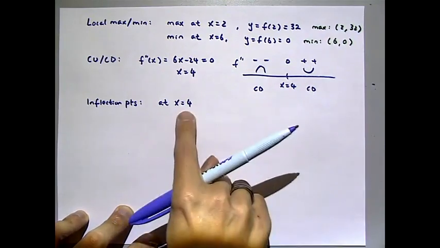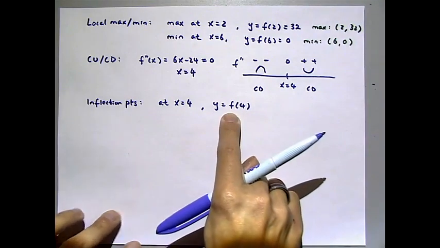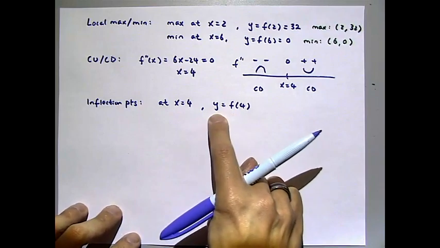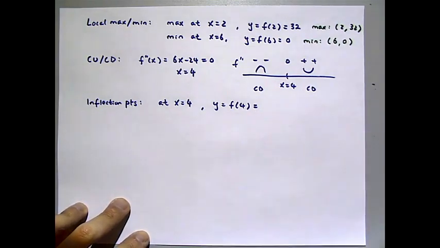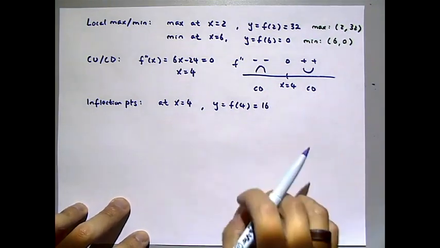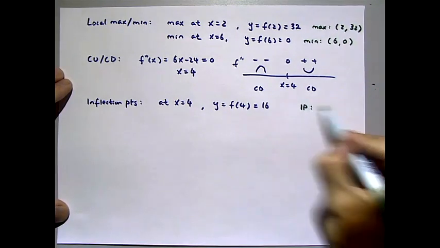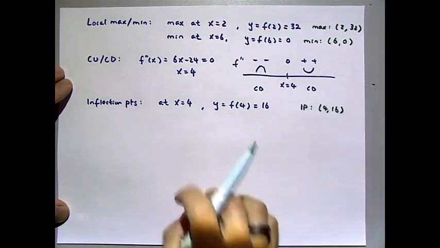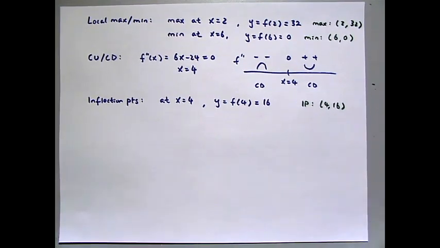So the point occurs at 4, and y is f of 4. You always take the number back to the original function to find the y number, never any of the derivatives. You get 16. So the inflection point, IP, occurs at (4, 16). Okay, so we walked through all the steps suggested to us. Now we sketch.